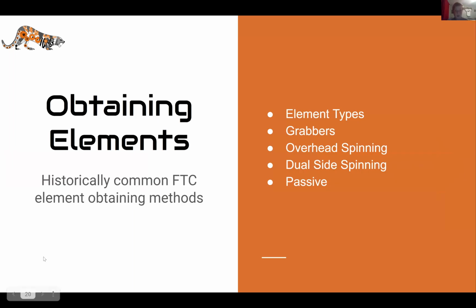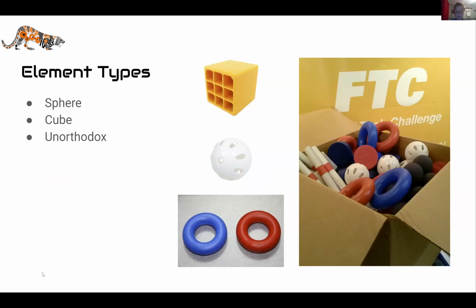Obtaining elements is normally the first part of your scoring. The first thing you have to consider is the element type, which determines what you're actually grabbing or getting the elements with. That could be grabbers, overhead spinnings, dual side spinnings, or a passive intake. Those are used to pick up the game elements that we talked about earlier.